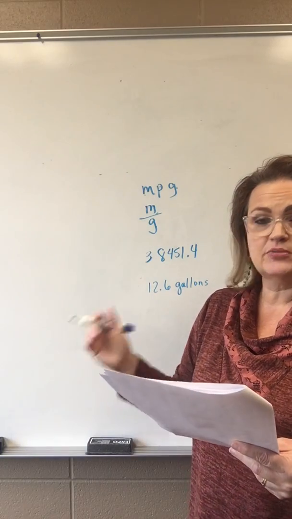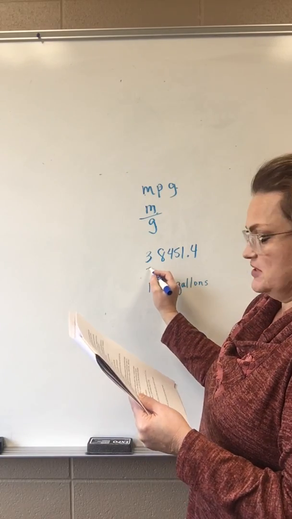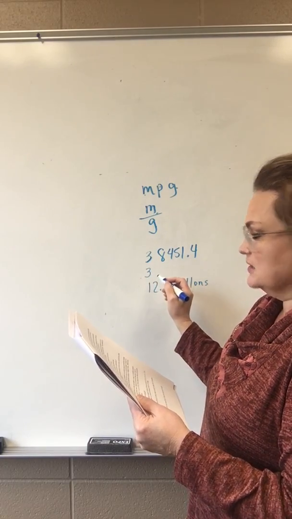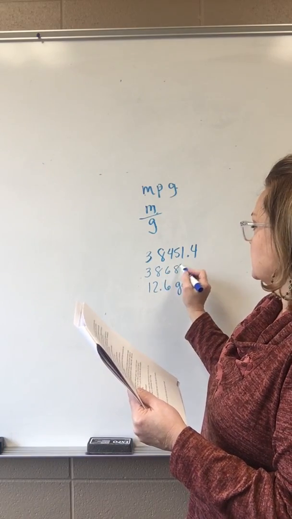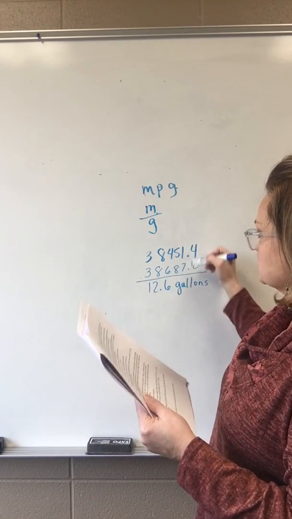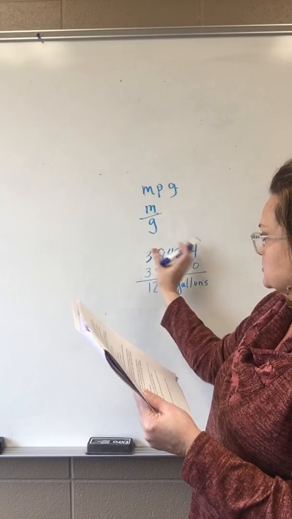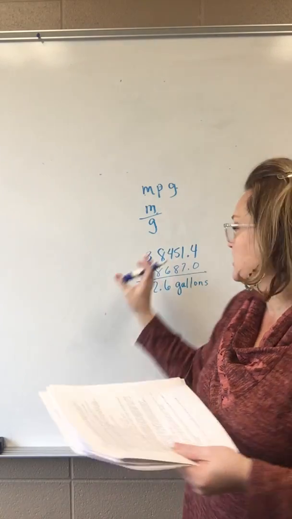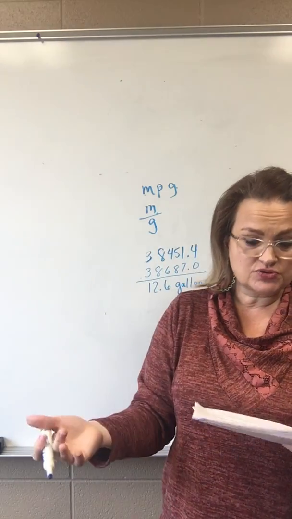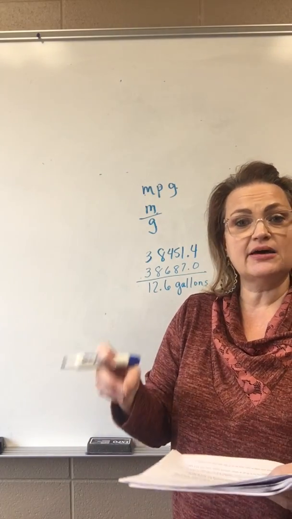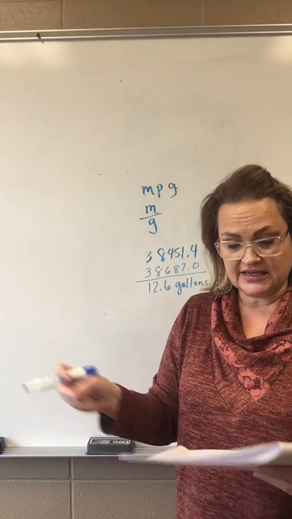And what your odometer reading is at your fill up. In my example, it's 38687.0. So you want to subtract these two numbers, and I've got them actually upside down, so it'll come out negative. But rearrange that, subtract that to see how many miles you drove on that tank of gas.